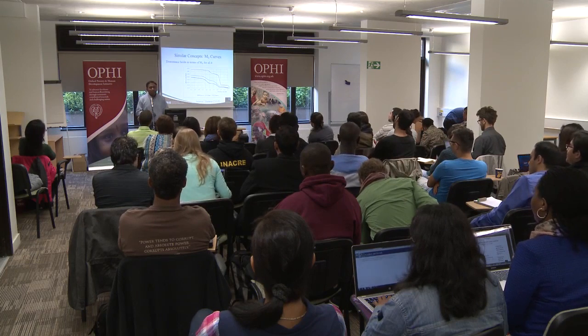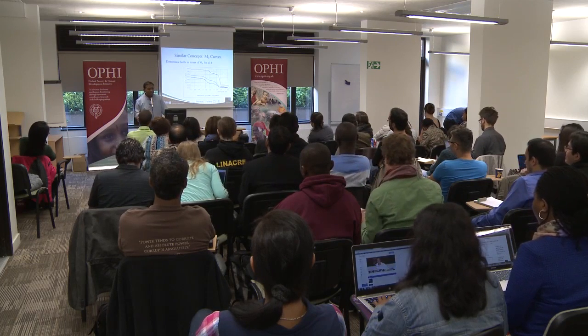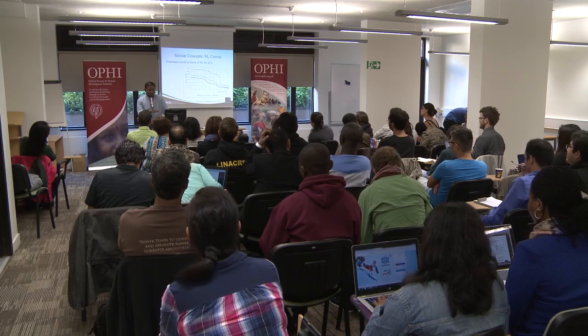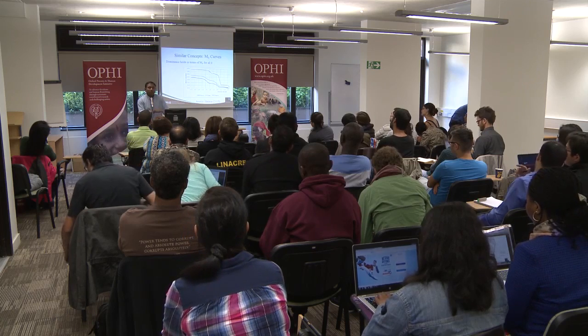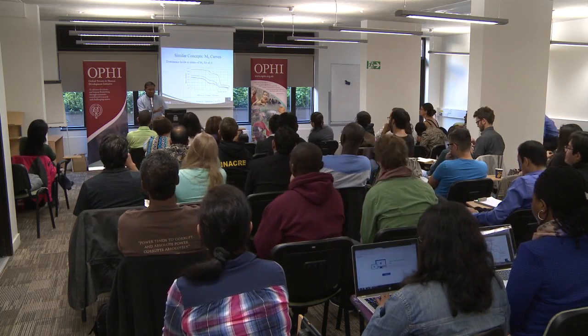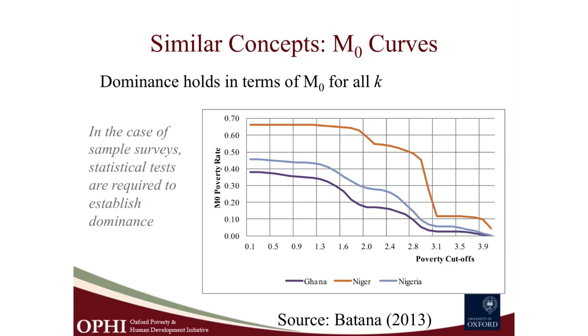So these are M0 curves, taken from Yele-Batanos' exercise. He has plotted the poverty cutoff on the horizontal axis, and M0, although it says M0 poverty rate, is actually the M0 values, the adjusted headcount ratio, on the vertical axis. He has plotted for all k, and you can clearly see one curve lies above the other. Had we computed these based on a population or a census, we would not have needed any statistical analysis because dominance holds.